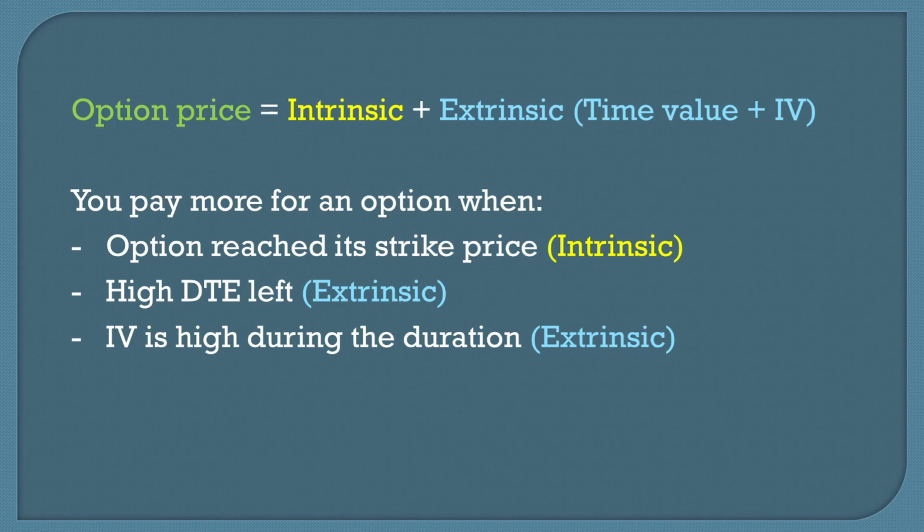Okay, so I've covered the different factors affecting option pricing. In the next video, we will look at the 4 Greeks of options: delta, gamma, vega, and theta.